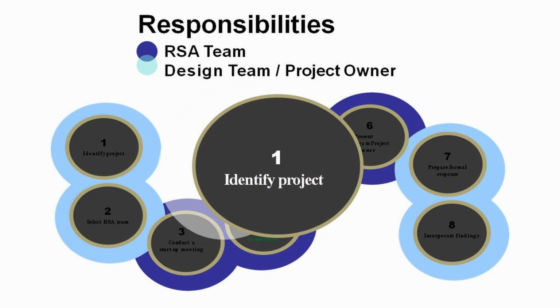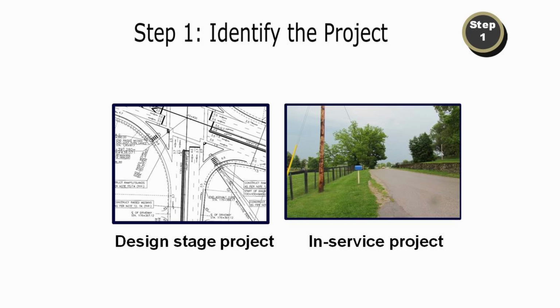Step 1 is to identify the project or road in service to be audited. This could be a project in the design stage or an in-service route. Adam Kirk, Kentucky's safety circuit rider, explains how he selects in-service projects. You can really do a road safety audit on any type of roadway, whether it's under construction, whether there's a maintenance project on that, or it's an existing roadway.